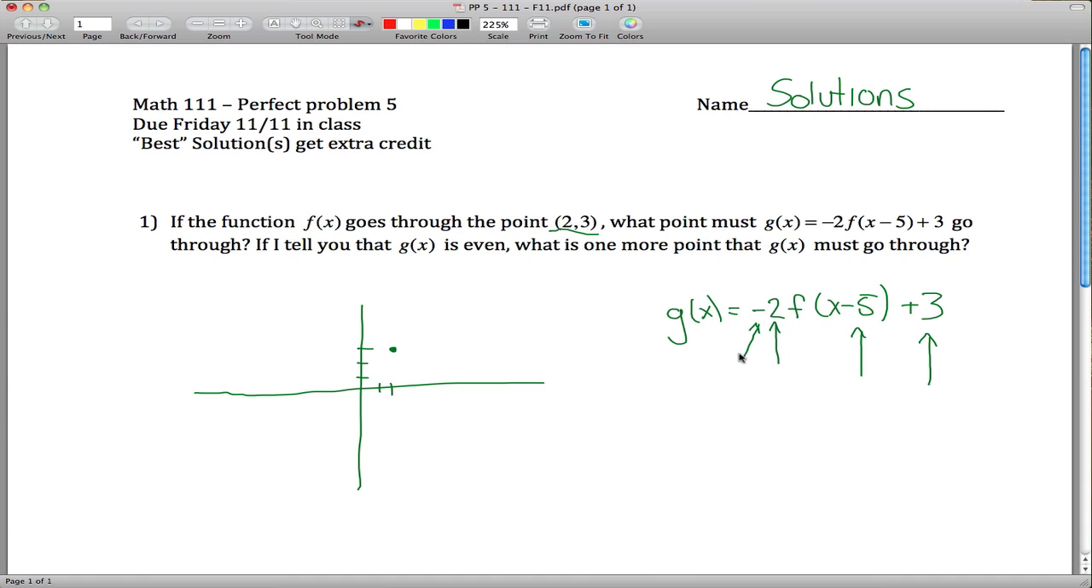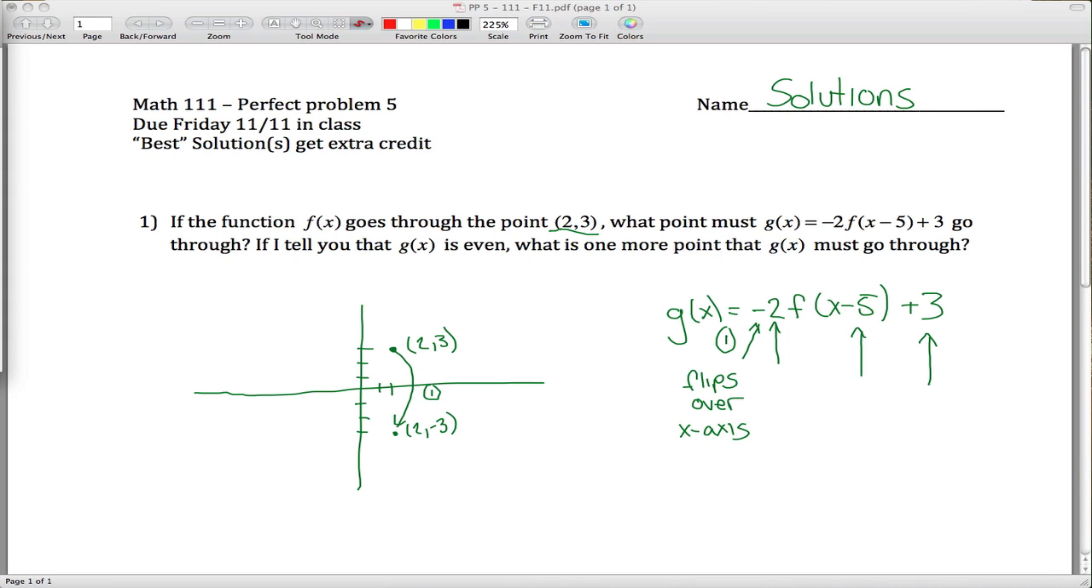What the negative on the outside of the function does is it flips over the x-axis. So if we used to have this point at (2, 3), you can picture whatever function you want, but keep in mind we don't know the function, but we know this one point, if we flip it down here, it will now land on (2, -3). So if it was originally (2, 3), this negative, which I'll call transformation 1, takes it down to (2, -3).